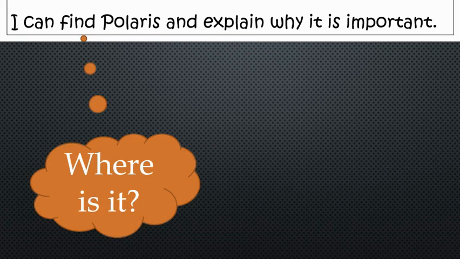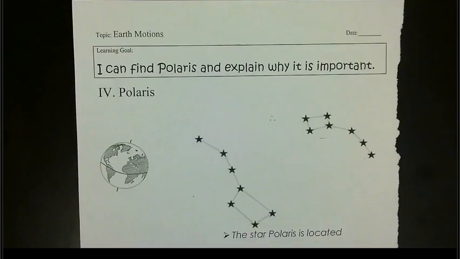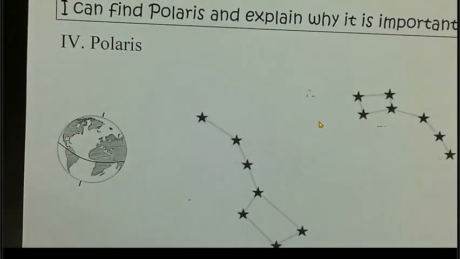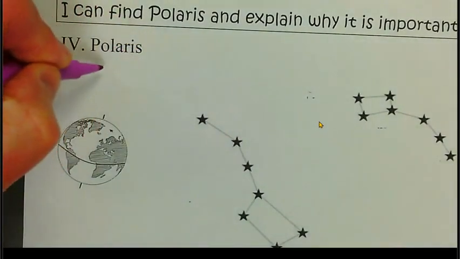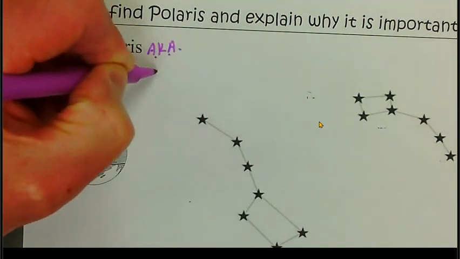And there's two things you're going to be able to do. You're going to be able to find where Polaris is, and then also talk about who cares about Polaris. Why is it important? So two things we're going to answer: where it is and who cares. But let's start off by getting our information about the other name. So we have Polaris. This is our notes, page 17. And Polaris is also known as the North Star.